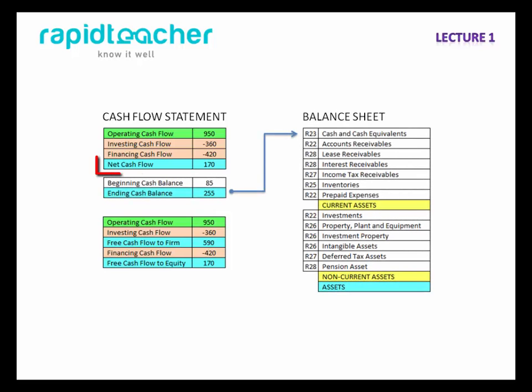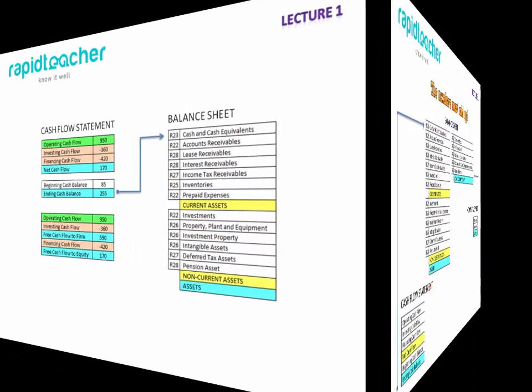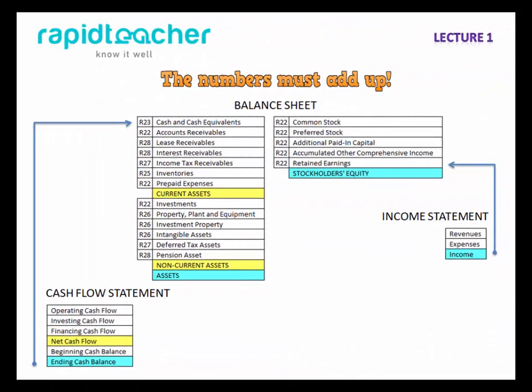The net sum of all 3 categories of cash flows are then added to the beginning cash balance of the company to arrive at the ending cash balance reported as of the date of the balance sheet. In summary, we have demonstrated over 3 RapidTeacher Lecture videos how the balance sheet, income statement, and cash flow statement are all linked, so that the reported balances must be consistent across and among these financial statements. In other words, the numbers must add up. That is the end of our Lecture 1.